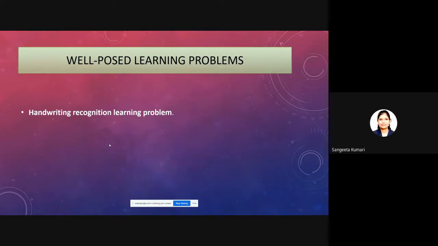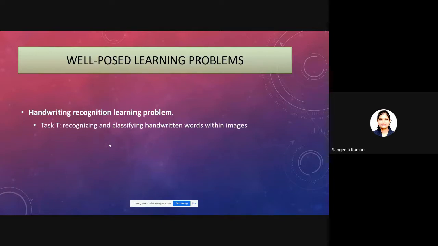Okay, so let's go with a few examples which are very popular applications of machine learning. Handwriting recognition learning problems, right? It finds many OCR applications also. You must have heard of optical character recognition applications. So if it is a handwriting recognition learning application, we are going to look at what would be the task in that case, what would be the learning experience, and how performance can be measured there.